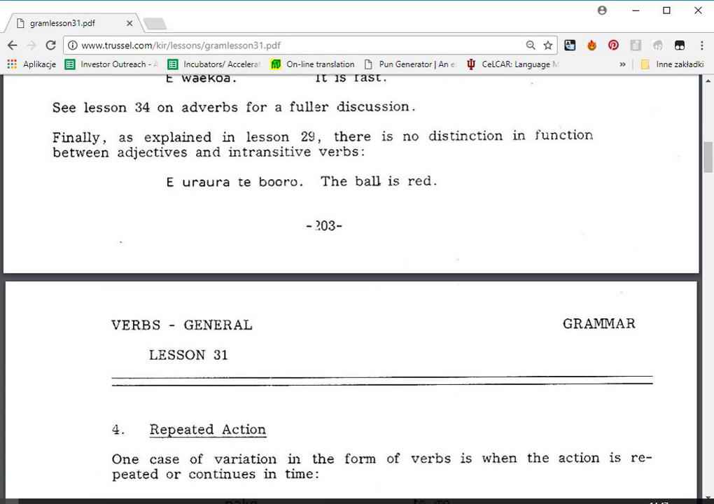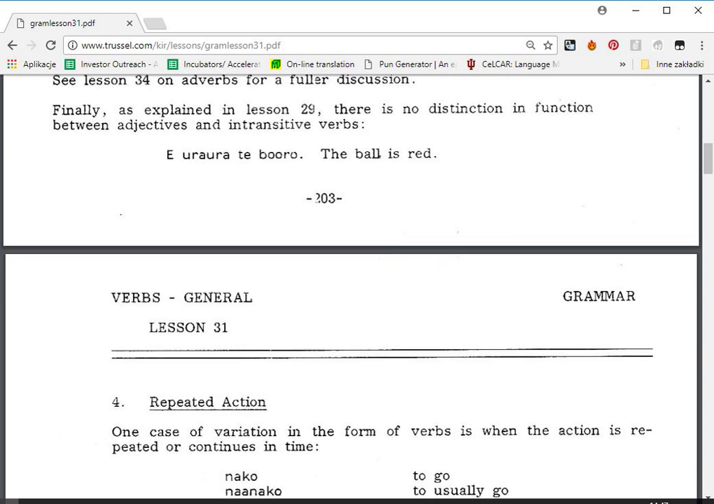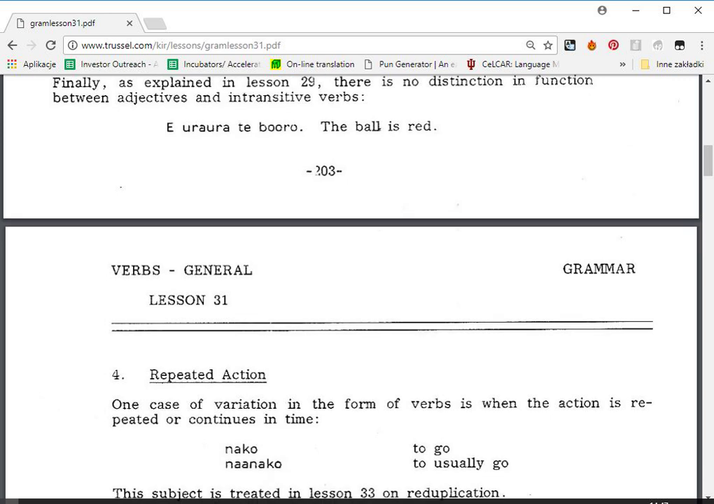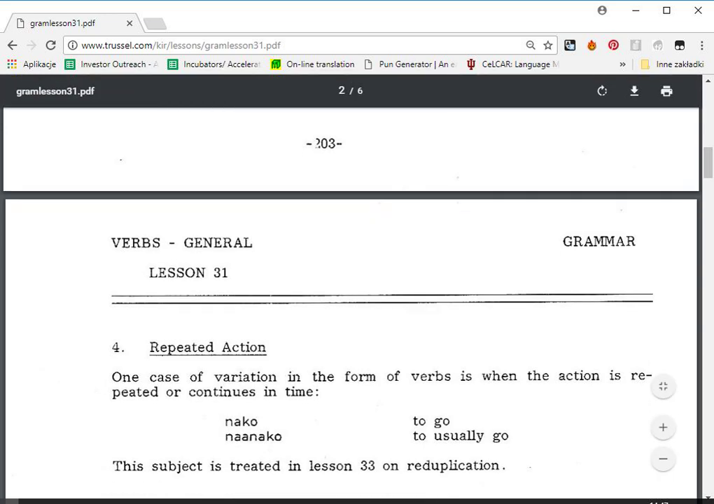So an intransitive verb is a verb without an object. So I eat is intransitive, but I eat a book is actually transitive. So ura te boro, which means the ball is red. Literally, it is red, the ball. You probably noticed that boro apparently is based on the English word ball.